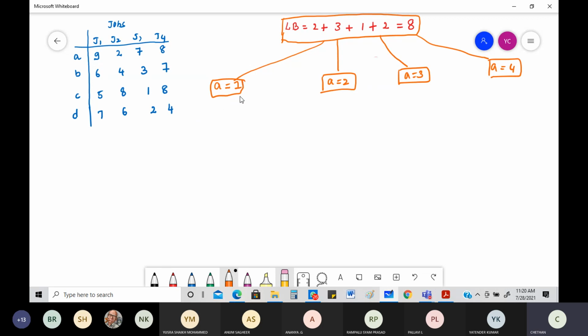If A is doing the first job, look into this. What is the cost associated with it? 9. I can write that 9 here, plus. Be careful here, this is very important. If A is doing the first job, then very clearly B, C, D cannot do the J1 job, because J1 is done by A. So this entire J1 column cannot be assigned to any of B, C, D.